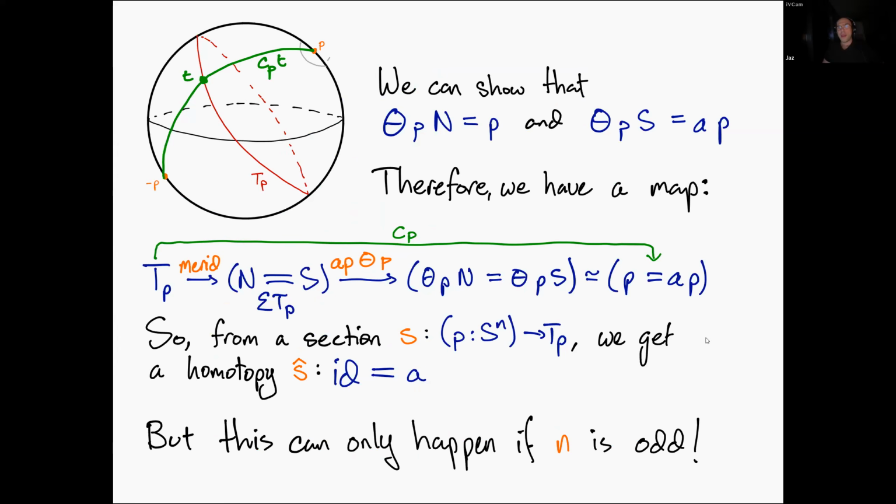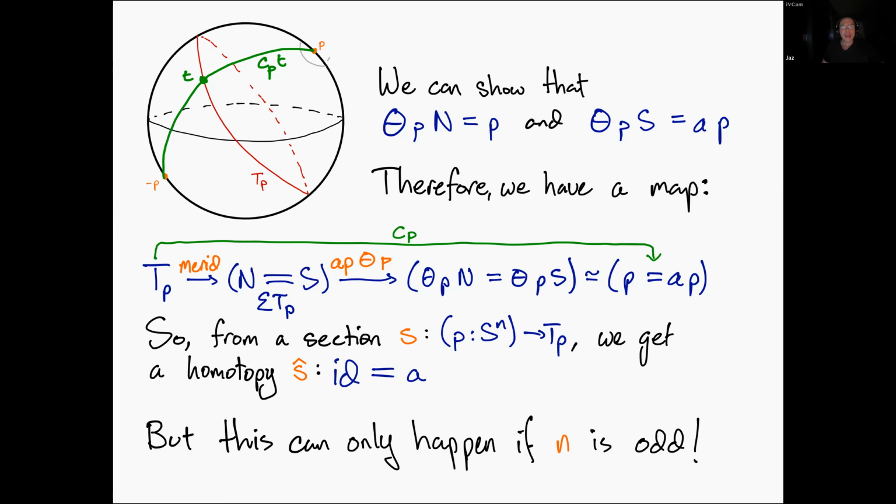Okay? And from this, we can prove the Hairy Ball theorem. So one, we can show, and this does take a little bit of work, that theta p of north is equal to p. Well, that one doesn't take very much work at all, but we can show that theta p of north is equal to p as we defined it, and we can show importantly that theta p of south is equal to the antipode. So this is as we expect, and therefore we can get a map.